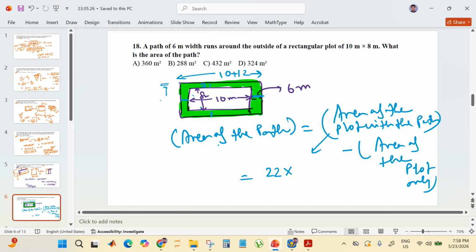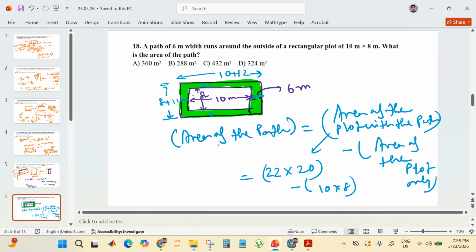So total means 8 plus 6 plus 6, that means 12. So 8 plus 12, that is 20. So this is the area including the path, and 18 into 8 into 10 only. 8 into 10 is the area of only the plot. So if we multiply and subtract, then you can find the area of the path.